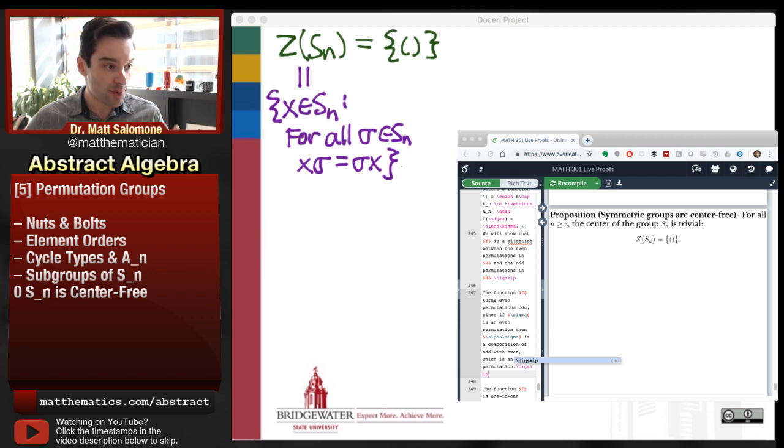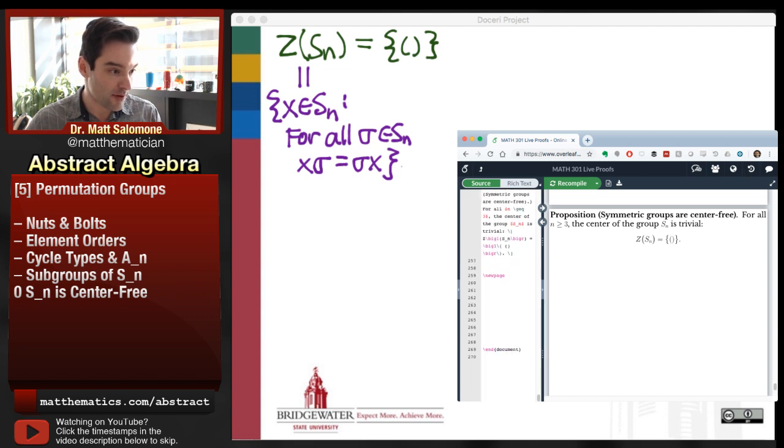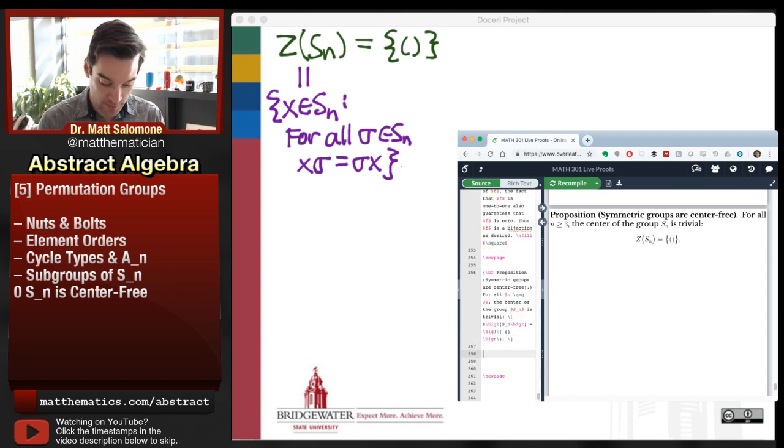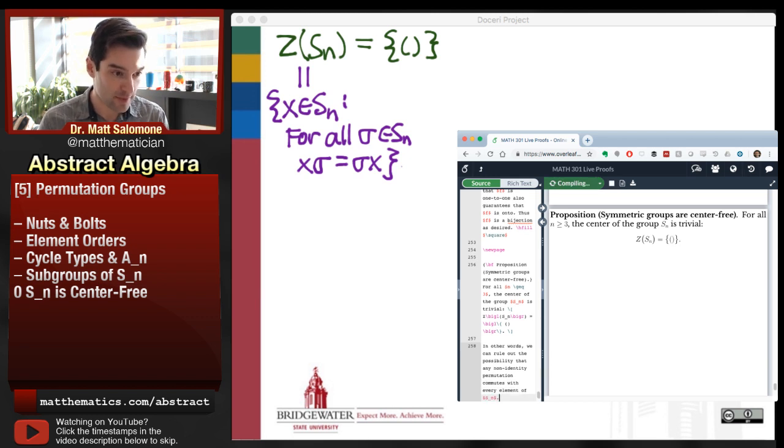So what we're trying to prove here, another way of restating what my burden of proof is, in other words, I guess what we can do to prove this is rule out the possibility that any non-identity permutation commutes with every element of Sn. So that's an English restatement of this proposition that we're trying to prove.